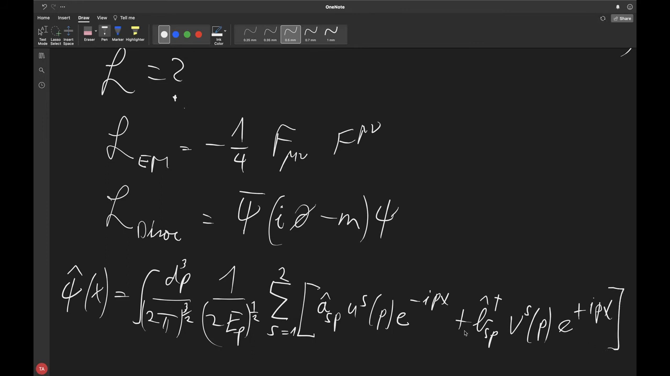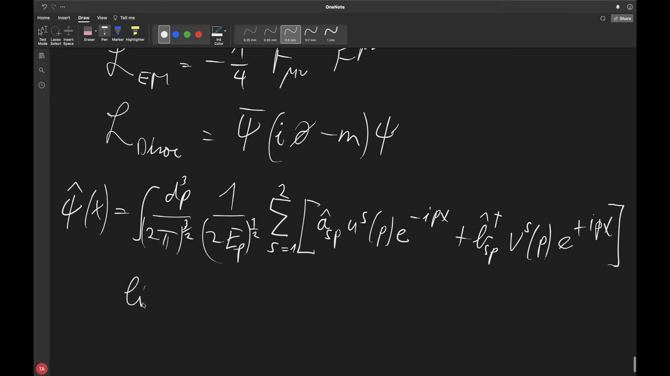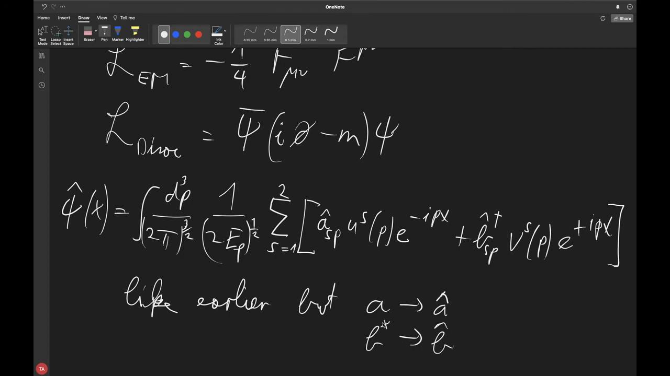So this is very similar to what we have seen earlier. The only difference is the hats. So like earlier, but a became an operator, a hat, and b became b hat, and b star became b dagger hat. So earlier, these were just some coefficients, and now we learn that these are the creation and annihilation operators.